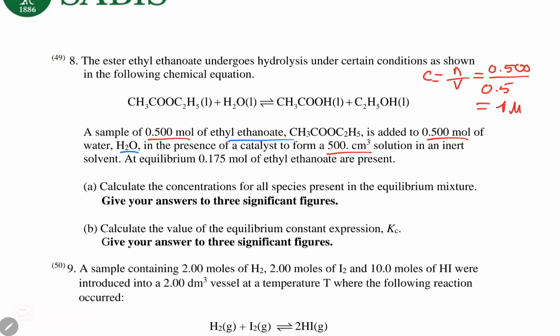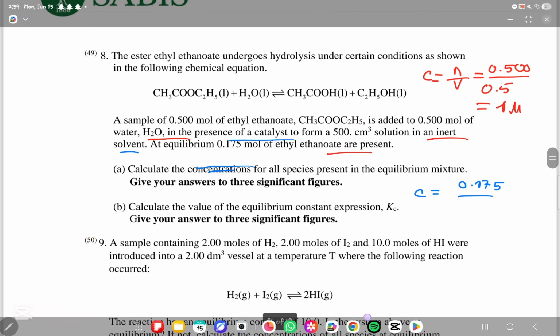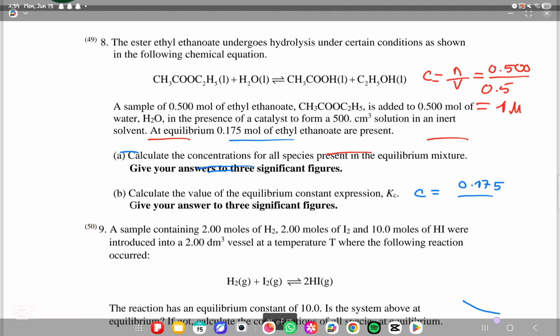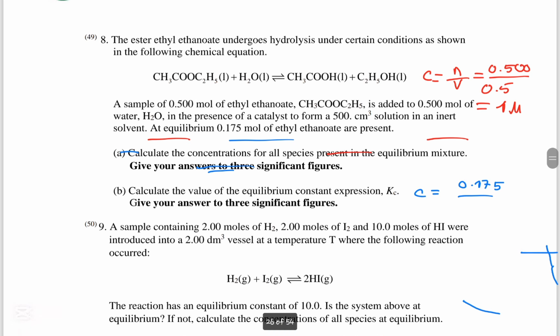Then what do they say? They say at equilibrium, 0.175 mole of ethyl ethanoate are present. So the concentration is going to be the number of moles of ethyl ethanoate, which is 0.175, divided by the volume in the correct unit, which is 0.500. So 0.175 divided by 0.500, I got 0.35 molar, okay?